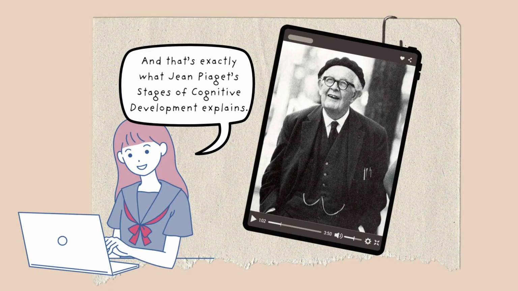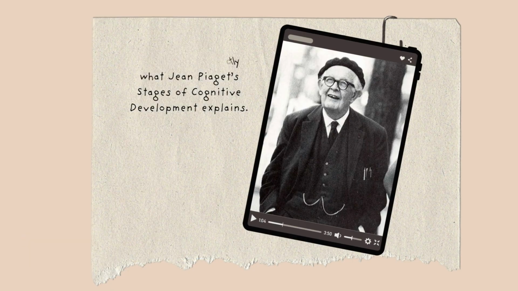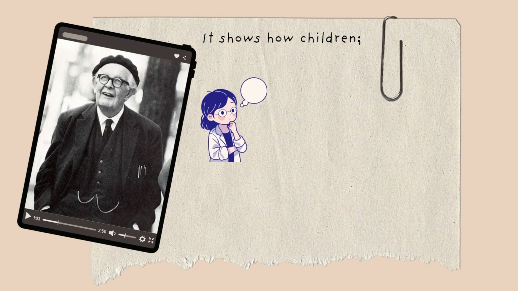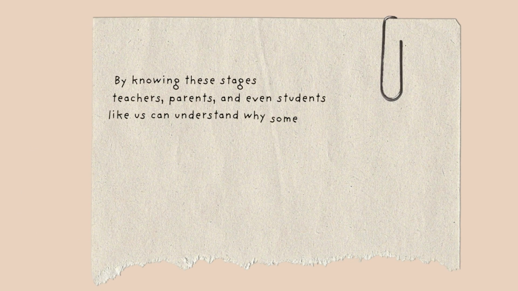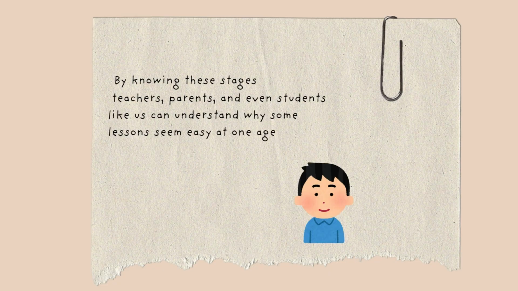And that's exactly what Jean Piaget's stages of cognitive development explain. It shows how children think, learn, and understand differently as they grow older. By knowing these stages, teachers, parents, and even students like us can understand why some lessons seem easy at one age but challenging at another.